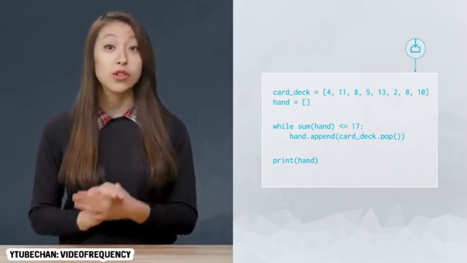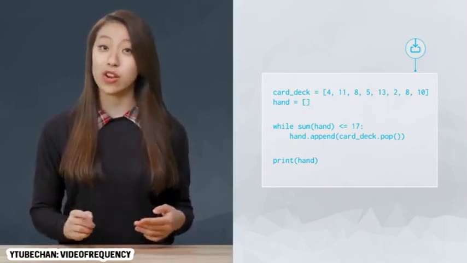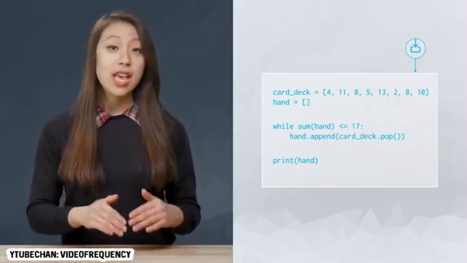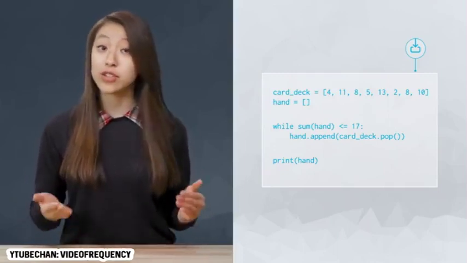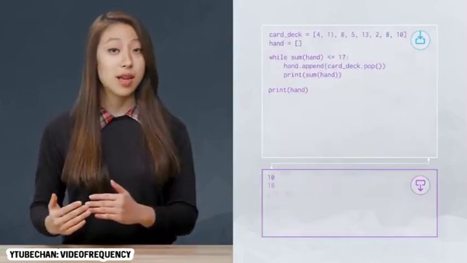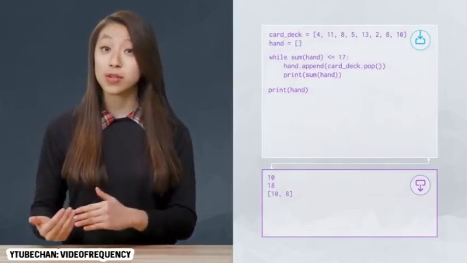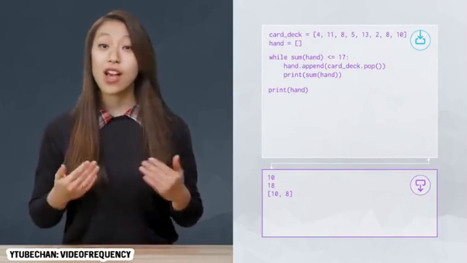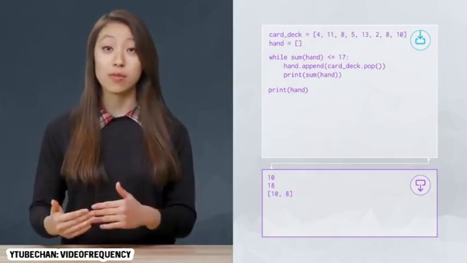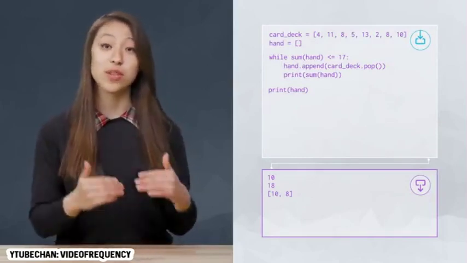The indented body of the loop should modify at least one variable in the test expression. If the value of the test expression never changes, the result is an infinite loop. In this example, the loop's body appends numbers to the hand list, which increases the value of sum(hand). Eventually, the value of sum(hand) becomes large enough that the condition becomes false.